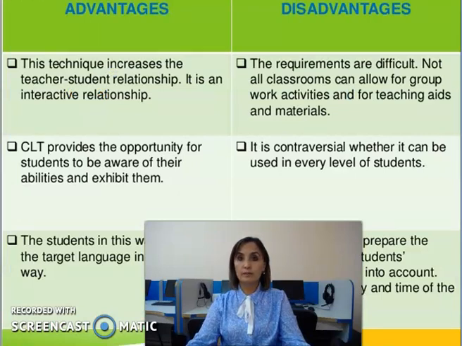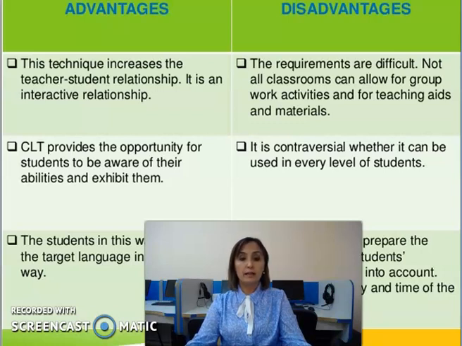And what about the advantages and the disadvantages of this method? So let's start with the advantages. The first advantage of this method is that this technique increases the teacher-student relationship. It is an interactive relationship.